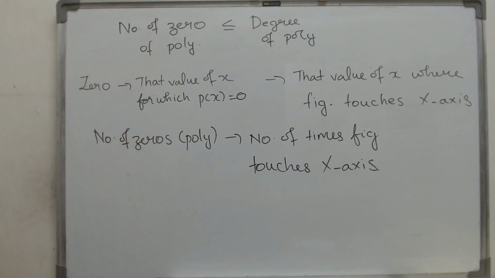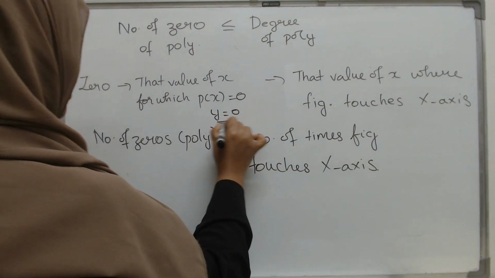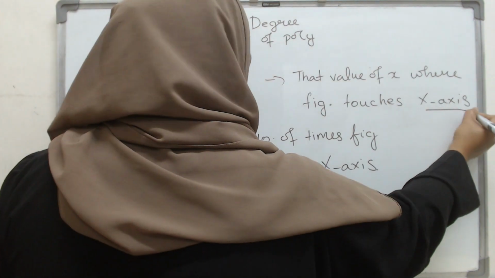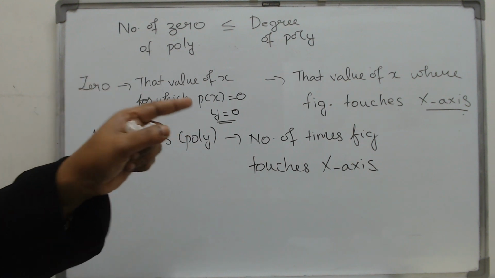You plotted it in the y-axis, right? So, a zero is that value of x for which your y is 0. But then, what does this equation represent? This equation represents what? Your x-axis. So, it is that value of your x where the figure touches the x-axis.